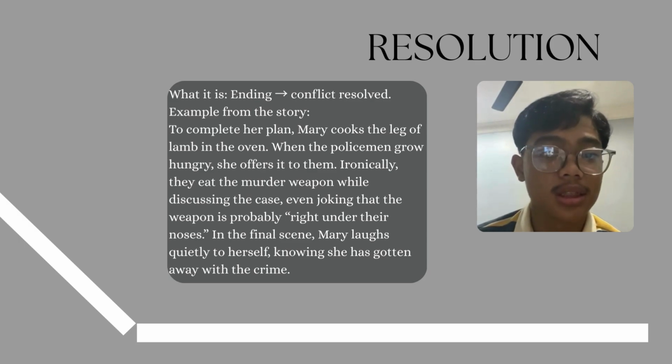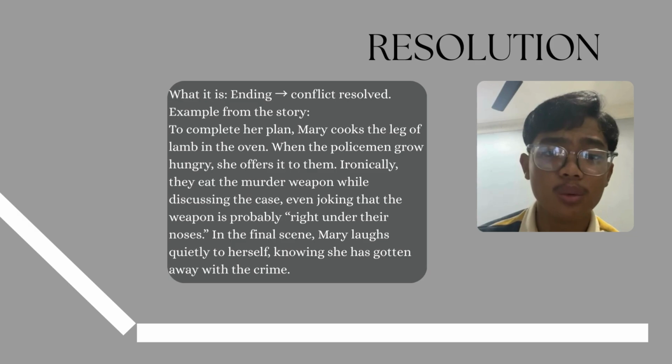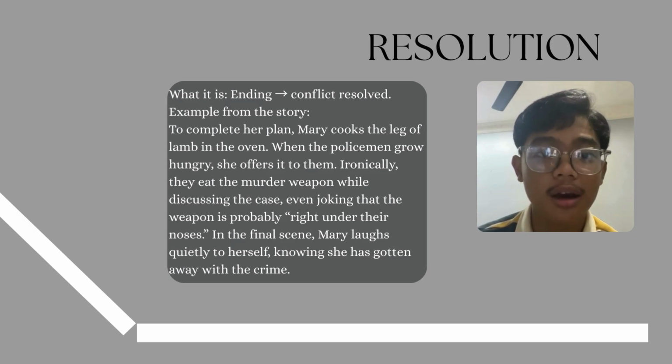While the officers enjoy the leg of lamb Mary just offered them, they jokingly say, maybe the weapon is right under our noses, while Mary listens from the other room and laughs to herself. This ending is very powerful because it ties everything together with dramatic irony. We, the audience, know the truth, but the characters never do. The story closes with Mary escaping the suspicion, leaving us both shocked and impressed by her cleverness.